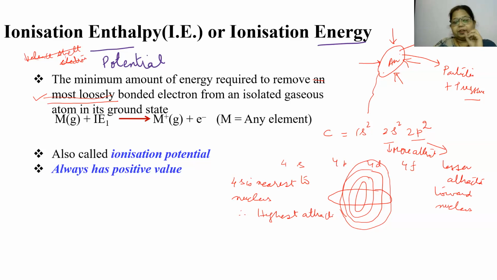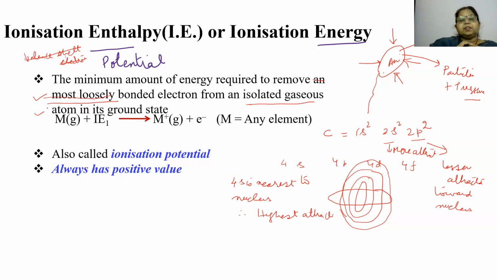Because scientific definitions have to be 100% correct. Now, I think this part, isolated gaseous atom in the ground state. Is it clear to you? Yes, ma'am. Isolated gaseous means they are at maximum distance from each other so that the electron of one atom is not attracted towards the proton of the other atom, right?